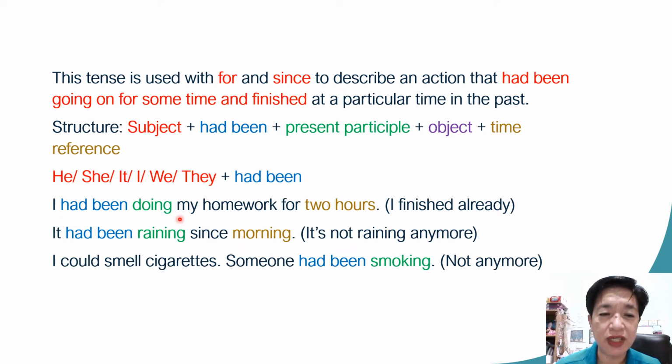Have a look at the sentences. I had been doing my homework for 2 hours. I finished already. It had been raining since morning. It's not raining anymore. I could smell cigarettes. Someone had been smoking. Not anymore.